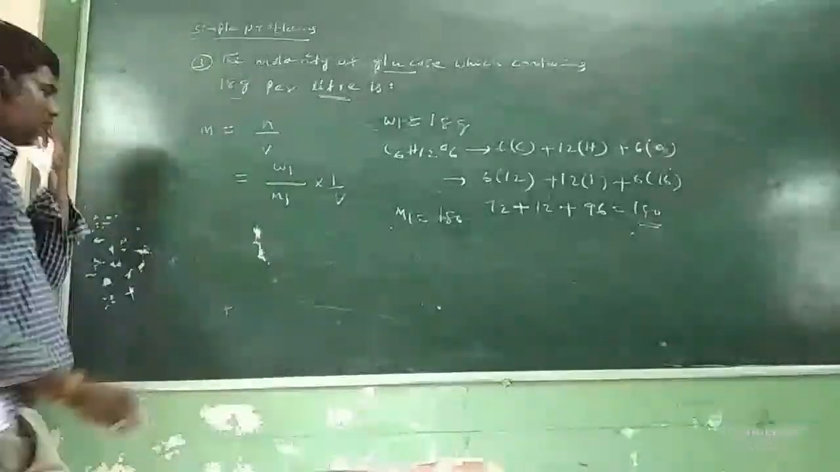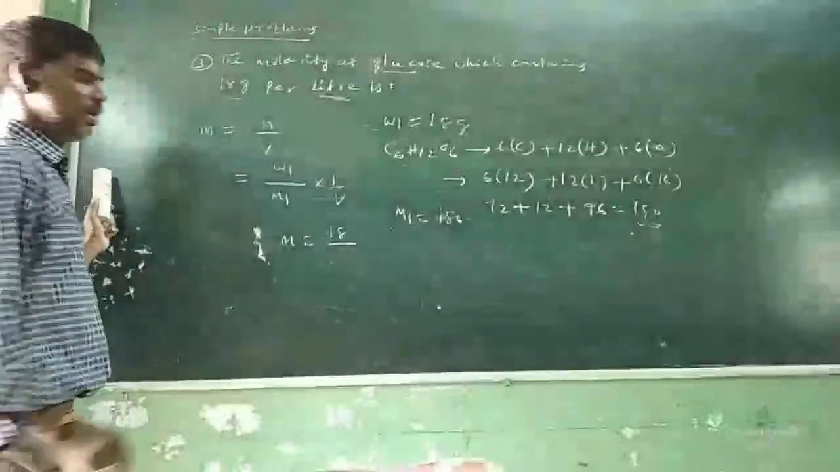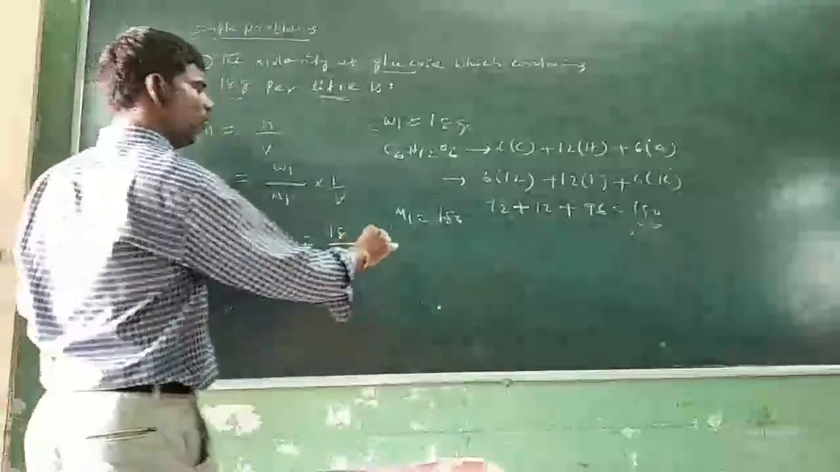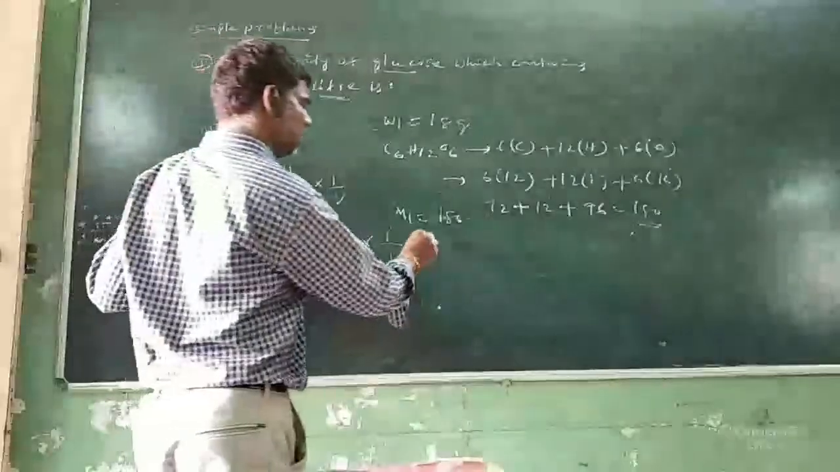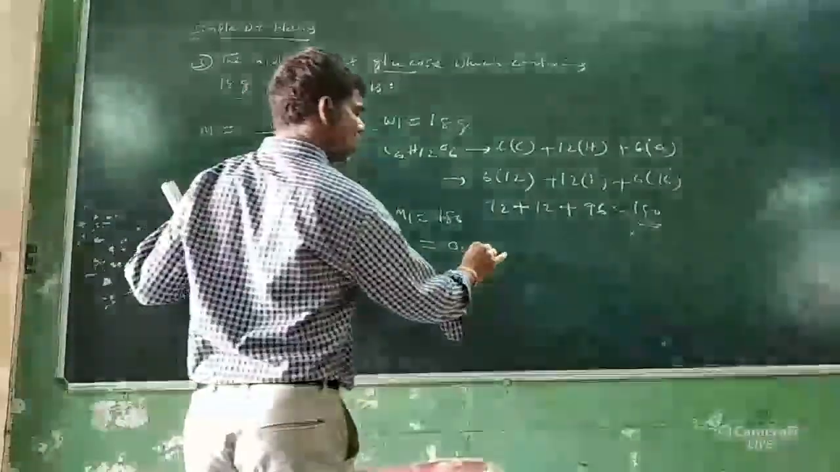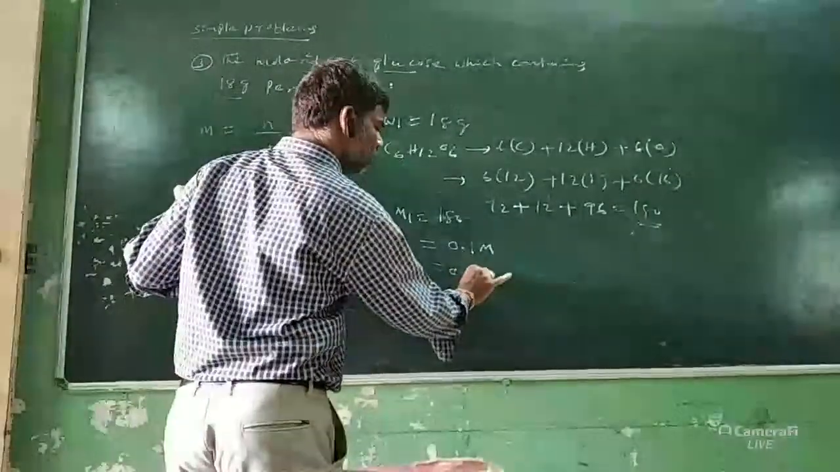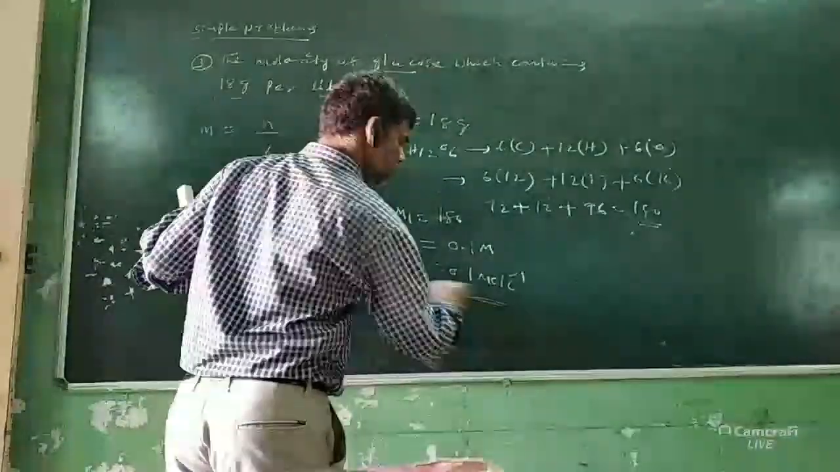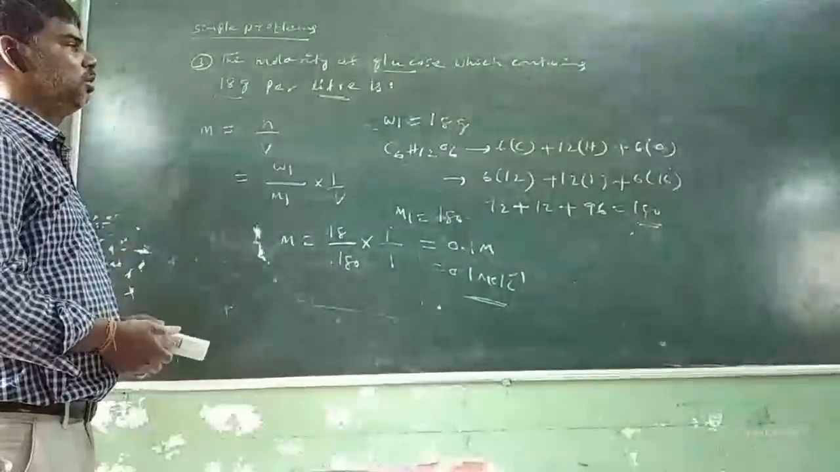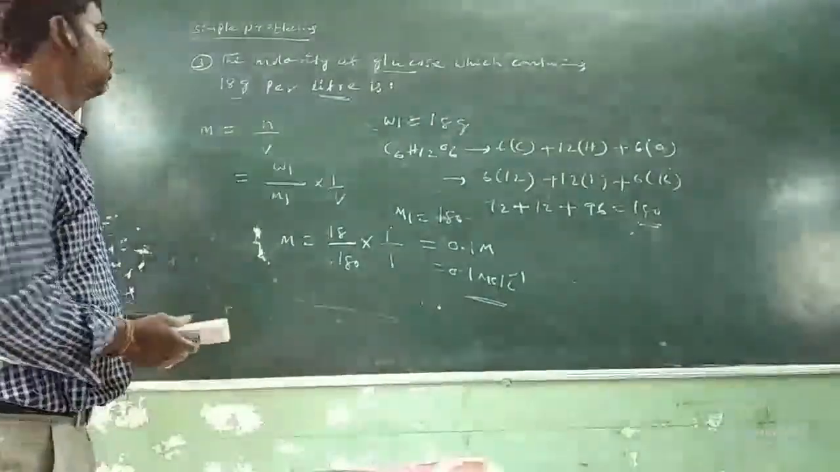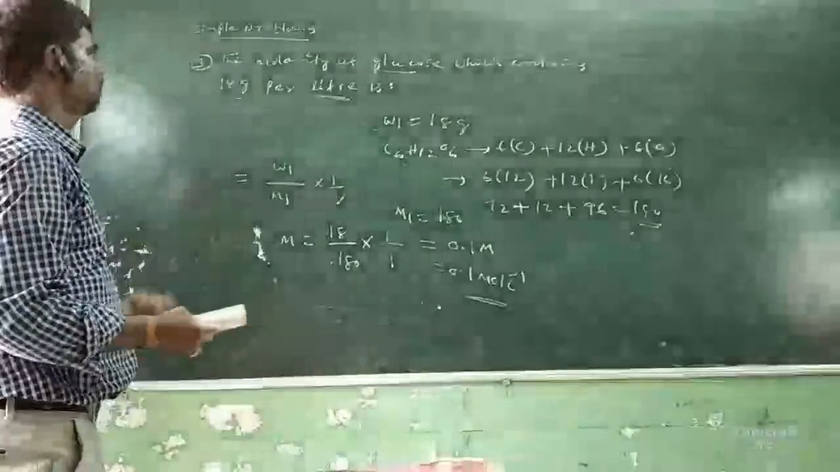Simply substitute: the molarity is equal to weight 18 grams over gram molecular weight 180, into 1 by the volume, which is 1 liter. So 18 by 180 is 1 by 10, which is 0.1 molar, otherwise 0.1 mole per liter. This is the molarity. We have so many problems, and we will discuss those different problems one by one.